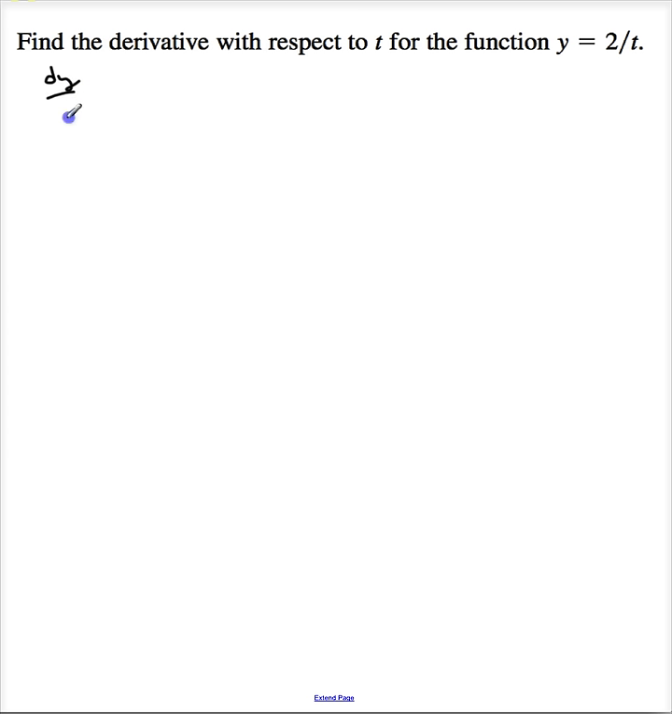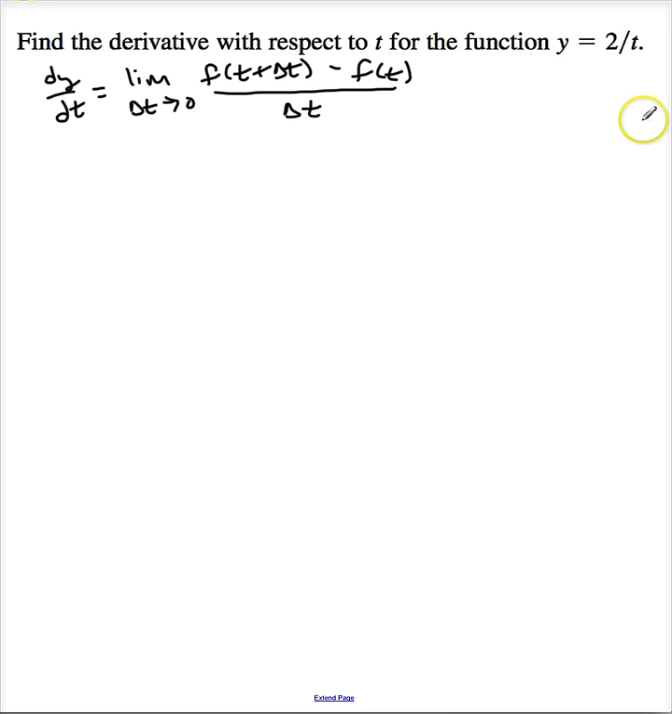dy dt is the limit as delta t approaches 0 of f of t plus delta t minus f of t divided by delta t. See, all we've done is replace the x's with t's, and the delta x's with delta t's. So this is the first step.